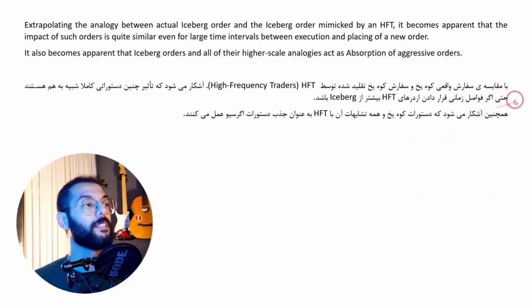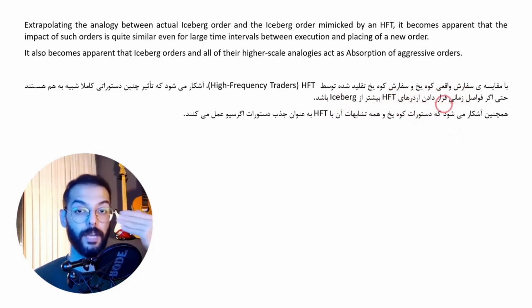In the next slide, we see that by comparing a real iceberg order with an iceberg order simulated by HFTs, that is, high-frequency traders, it becomes clear that the impact of such orders is almost identical. Even if the time intervals for placing HFT orders are longer than those for iceberg orders, as you can see here, the impact of iceberg orders and HFTs is completely similar. The only difference is that the time intervals for HFT order placement are a bit longer than for iceberg orders because the CME is placing the iceberg orders, but the HFT is doing it itself based on its own algorithm and essentially its high internet speed.